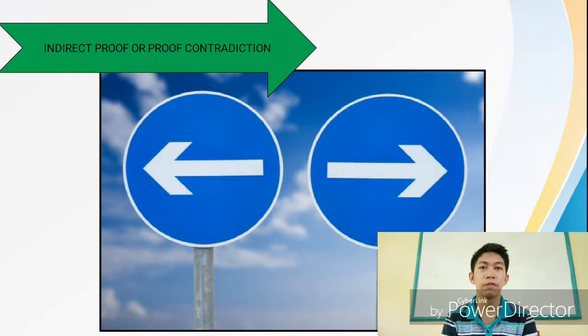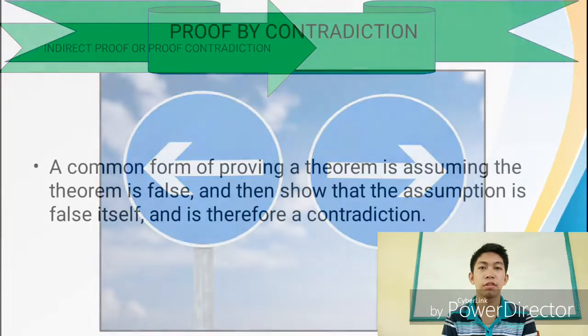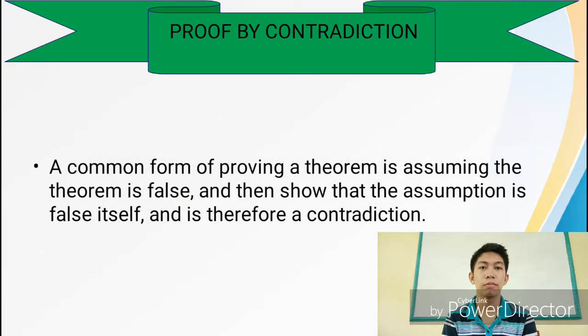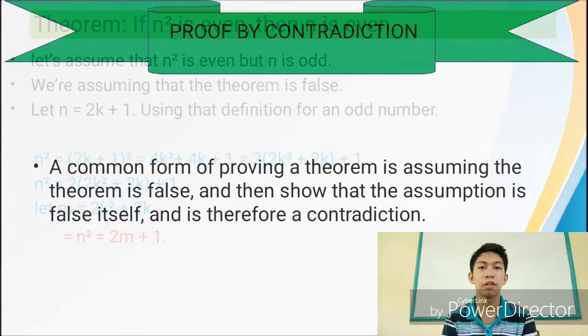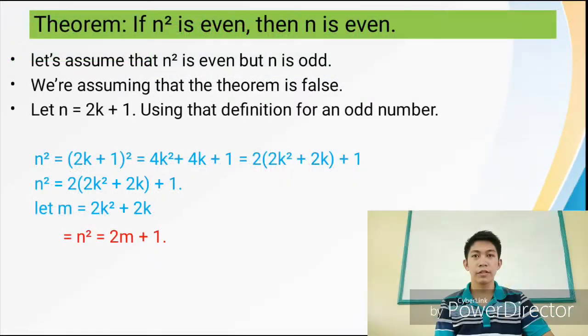Next type of proof is proof by contradiction. A common form of proving a theorem is assuming the theorem is false, and then showing that the assumption is false itself, and is therefore a contradiction. Say for example, if n squared is even, then n is even. Let's assume that n squared is even but n is odd. We're assuming that the theorem is false.